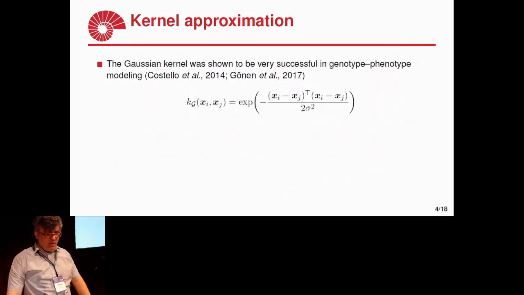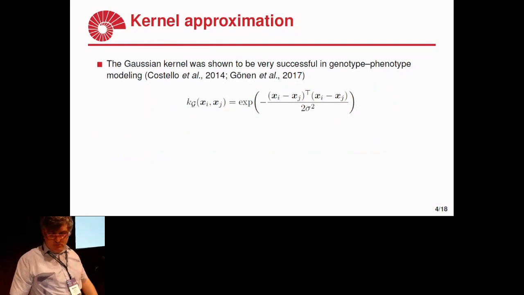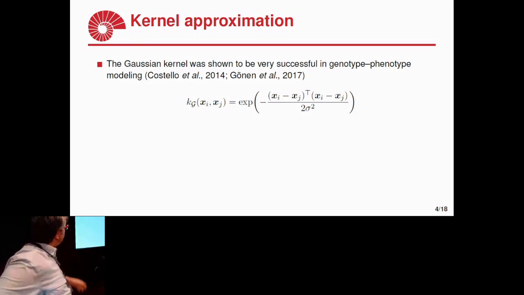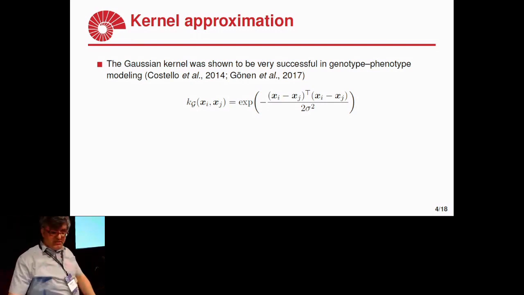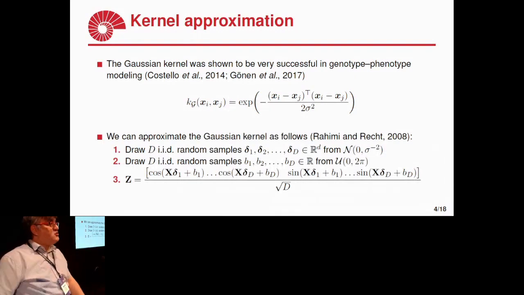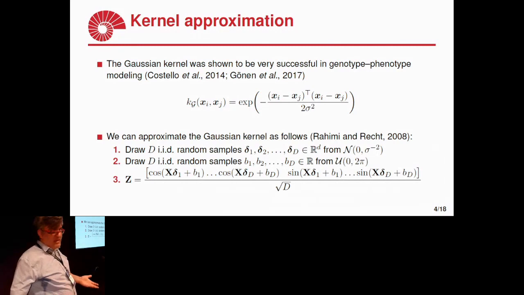So I'm going to use the Gaussian kernel as an illustrative example. We know from many earlier studies that the Gaussian kernel was shown to be a very good, reasonable choice for modeling genotype and phenotype relationships. So we have this exponent term, we have the Euclidean distance within this exponent term, and we have the sigma parameter. Now, if we use random Fourier features, basically we don't have any learning, we have a projection step.